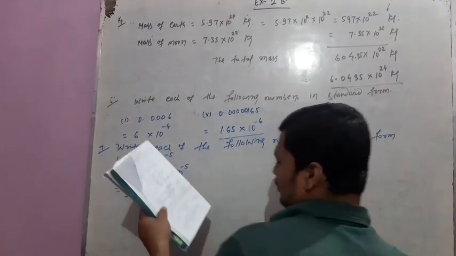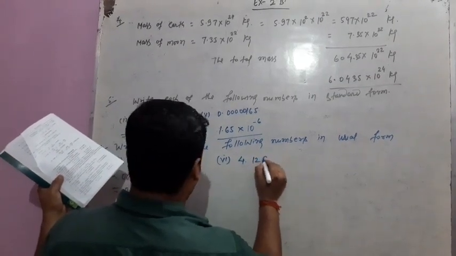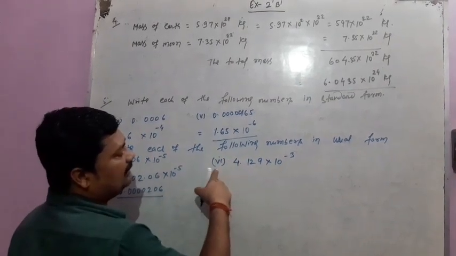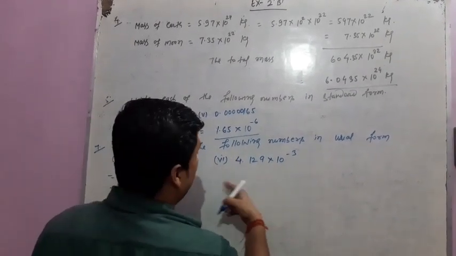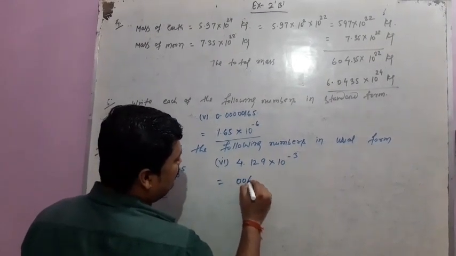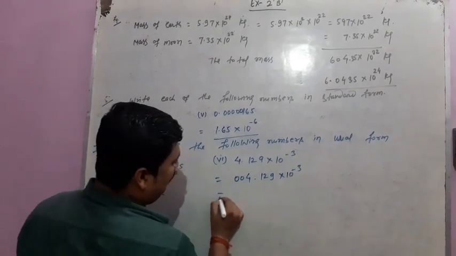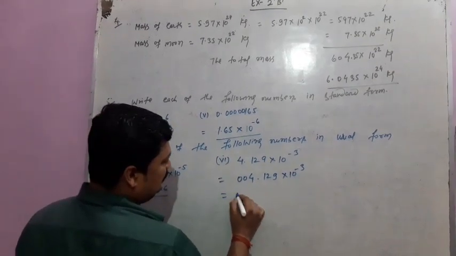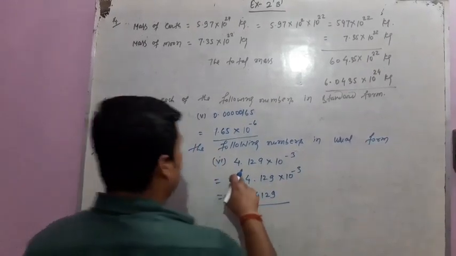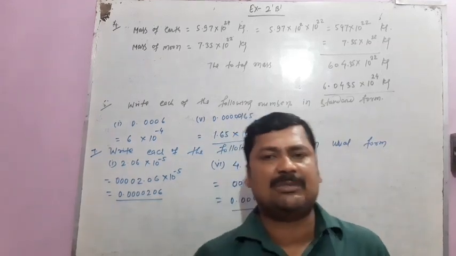Look at one more example here. Question number 7: 4.129 into 10 to the power minus 3. Now how many places do we have to move the decimal? 3 places towards the left. But before the decimal, how many digits are present? 1. So we have to add 2 zeros here. Now we move the decimal 3 places. So 0.004129. That is the usual form of 4.129 into 10 to the power minus 3. In this way you can solve the rest of the questions of question number 7.